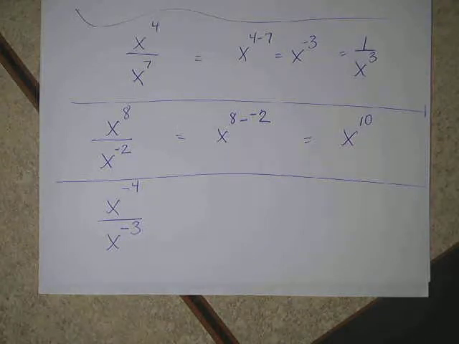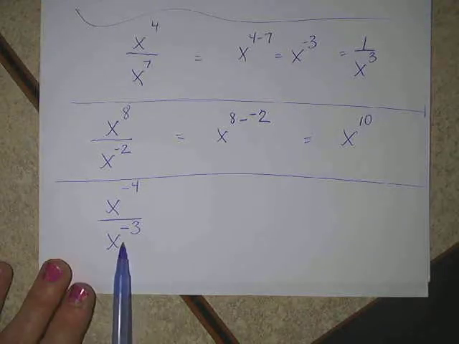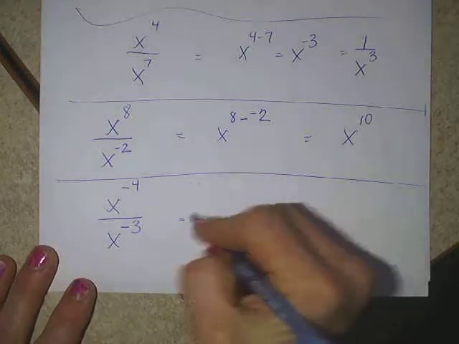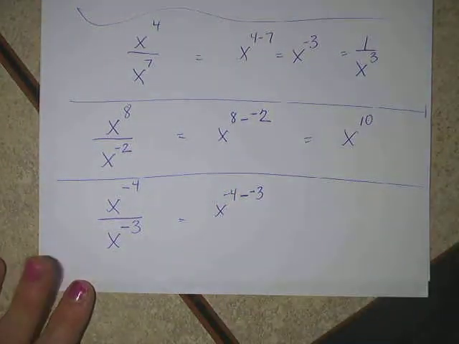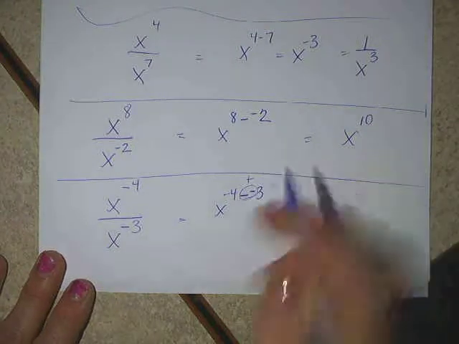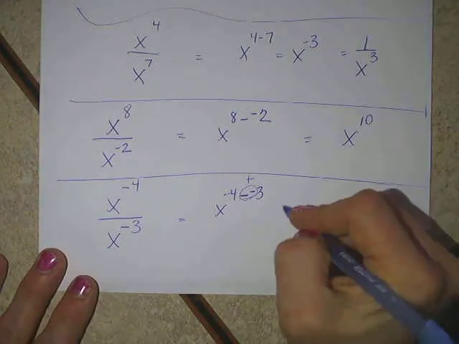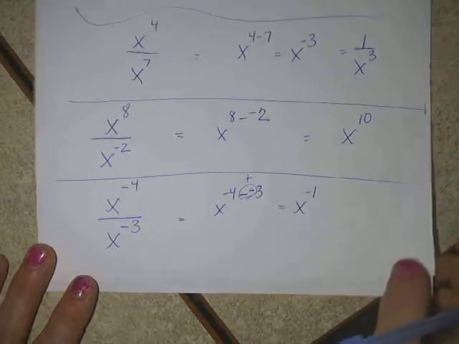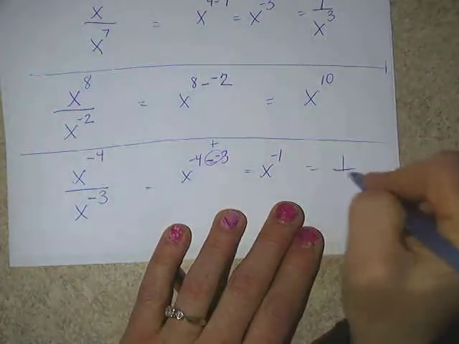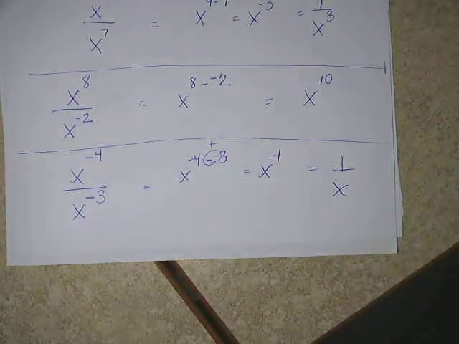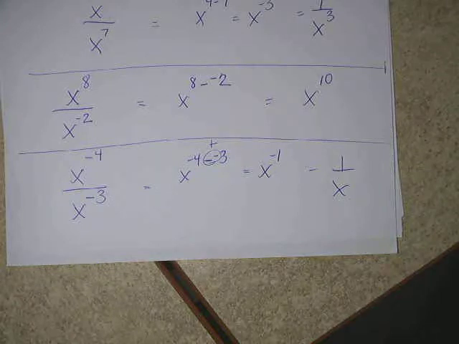You just switch them around. Well, you could, but we want to combine them. We don't want two bases, and switching them means we still have to apply a rule. So what I would do here is top minus bottom. So this would be x to the negative 4 minus negative 3, which would be plus, so x to the negative 1. And following the rule to get rid of the negative, it would be 1 over x.